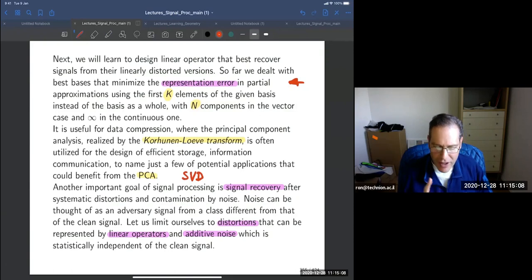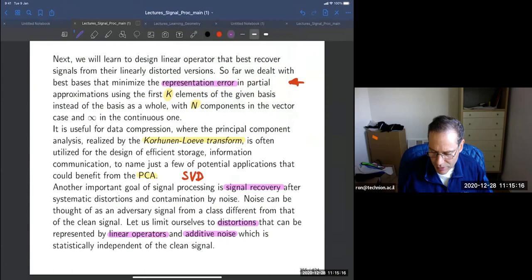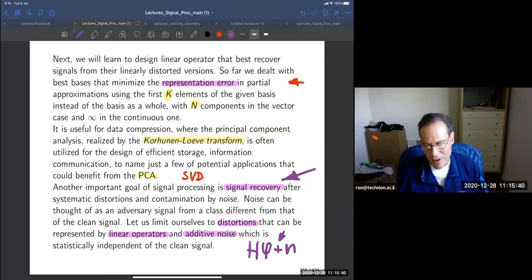What we'll do now is we'll apply very, very similar tools in order to reconstruct signals out of their noisy and transformed data. So what we do is we assume that the distortion is given by a linear operator. So there is some H that is operating on my signal, and there is some noise that is added to the signal. Okay, so we say that the noise is additive, and we mentioned that if it is multiplicative, we can always take the log and hope for the best.